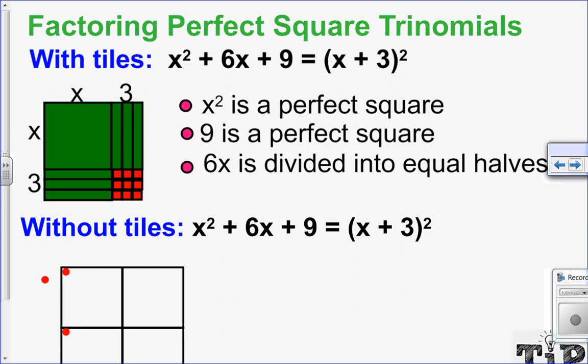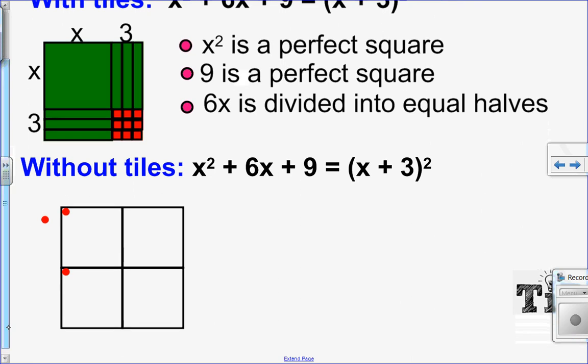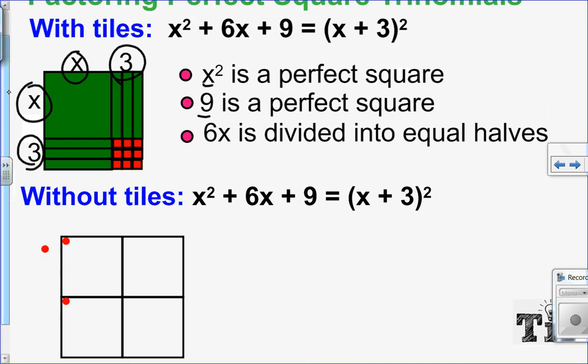So I want to take this idea of a perfect square trinomial and move away from the tiles. Starting with the tiles, just so we can move away, notice that x squared is a perfect square because it has two identical factors. It has a factor of x by x. So x squared is a perfect square. Notice that 9 is also a perfect square because 3 times 3 equals 9. Now my middle term 6x is not a perfect square, but if I divide 6x into 2 equal pieces, I get 3x and 3x.